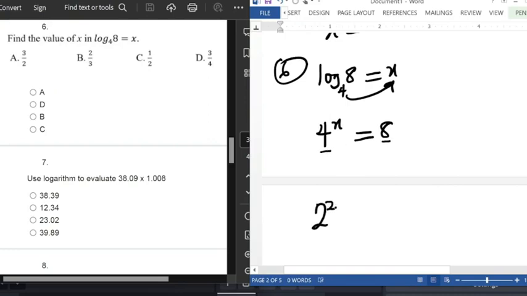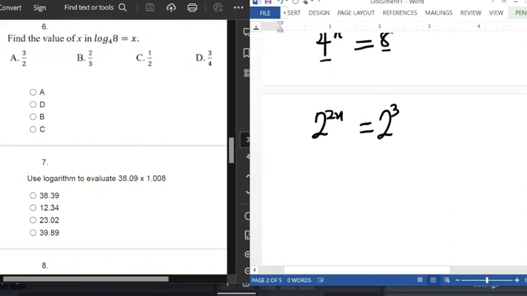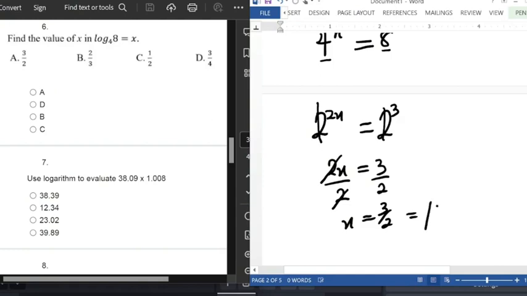This will be 2 raised to 2x equals 2 raised to what? 3. I hope I'm making sense. Alright. So this will then give us 2. We cancel these 2. Then we have 2x equals what? 3. Then we divide both sides by 2. So 2 cancels 2. Then x equals 3 over 2. From what you have here, we can change it to a mixed number, that's 1 and 1 over 2. But the options that we have here, we don't have this type of option. So we go for this. So that is A, 3 over 2. I hope that is clear.